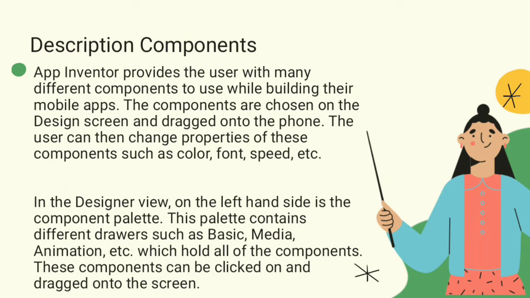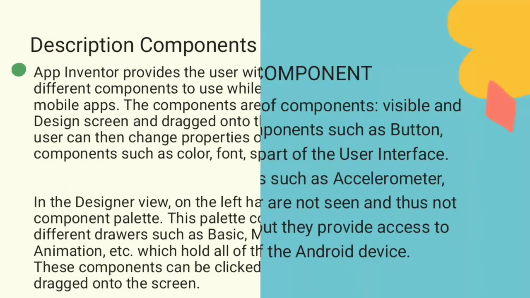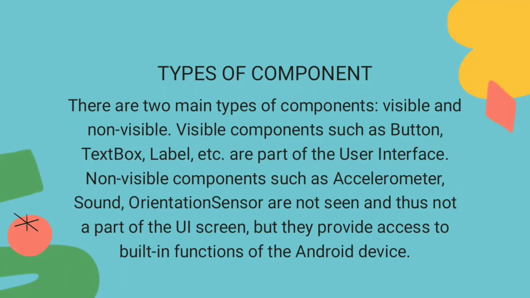In the designer view, on the left-hand side is the components palette. This palette contains different drawers such as basic, media, animation, etc., which hold all of the components. These components can be clicked on and dragged onto the screen.